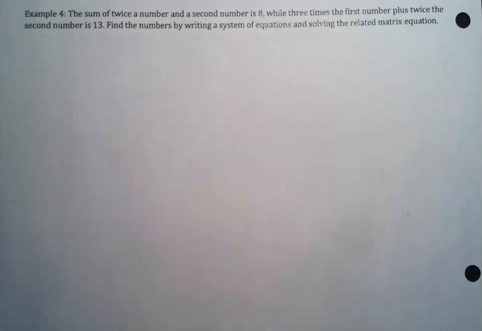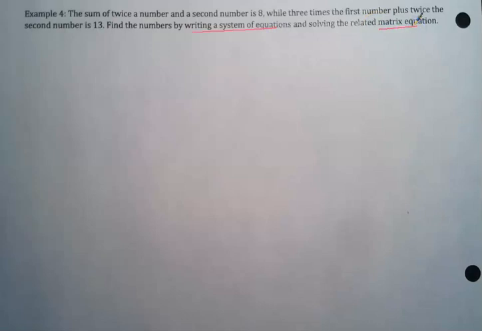Example 4: The sum of twice a number and a second number is 8, while 3 times the first number plus twice the second number is 13. Find the numbers by writing a system of equations and solving the related matrix equation. Woohoo! Let's do this. We're going to write a system of equations and solve the related matrix equation.